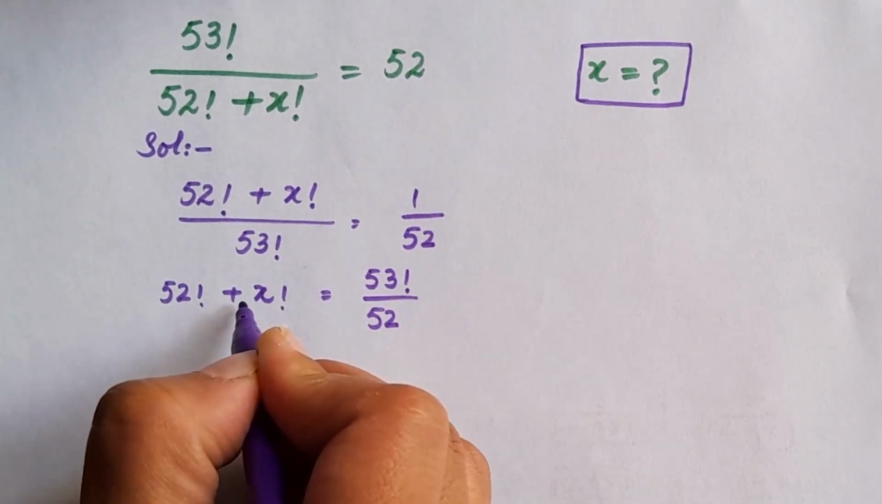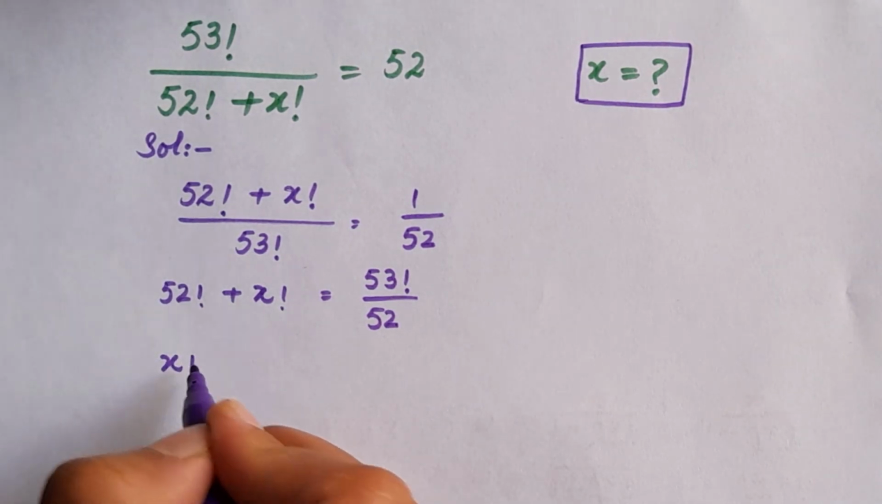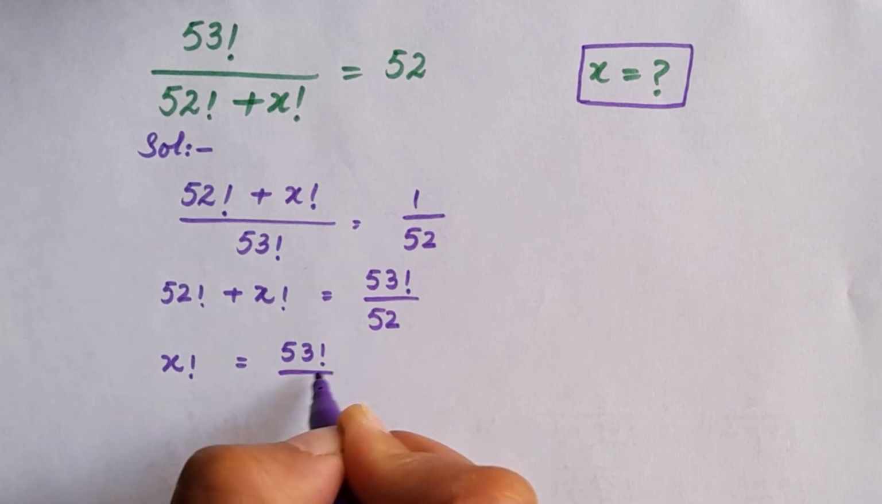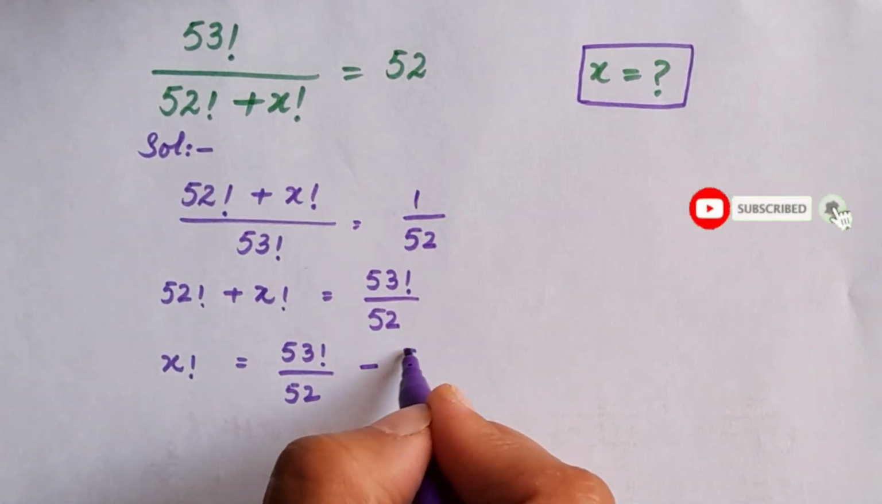As we have to find the value of x, we have to eliminate this 52 factorial. We will take this to the right hand side. When we take it to the right hand side, it will be subtracted. The sign will be changed. It will become minus 52 factorial.